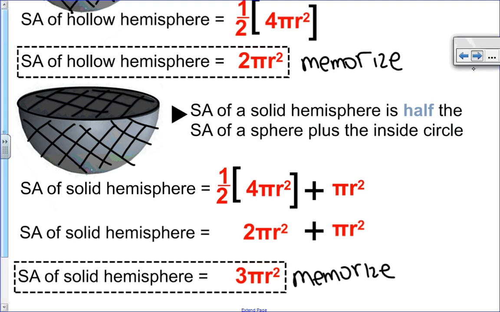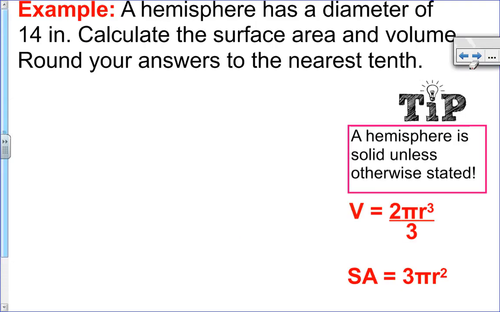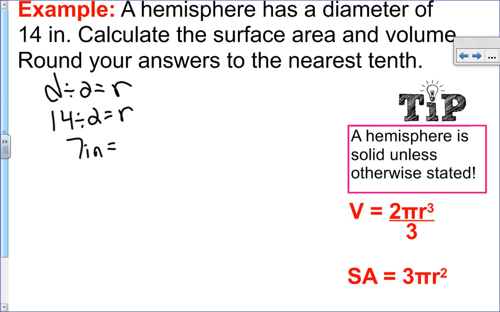So let's try an example. I want to do the hemisphere that has a diameter of 14 inches. Right away, diameter divided by 2 is the radius, so I know the radius is 7 inches. I want to calculate the surface area and volume to the nearest tenth. Now, a little tip for you in the corner there: a hemisphere is solid unless otherwise stated. So I'm going to use my solid formulas.